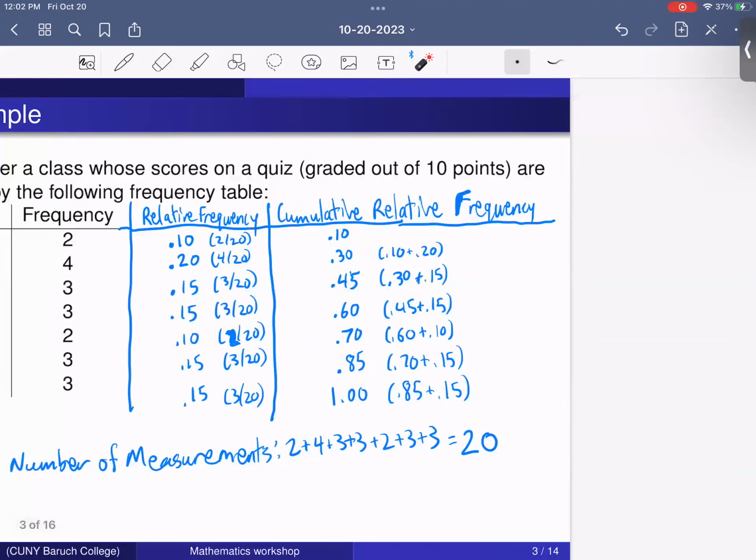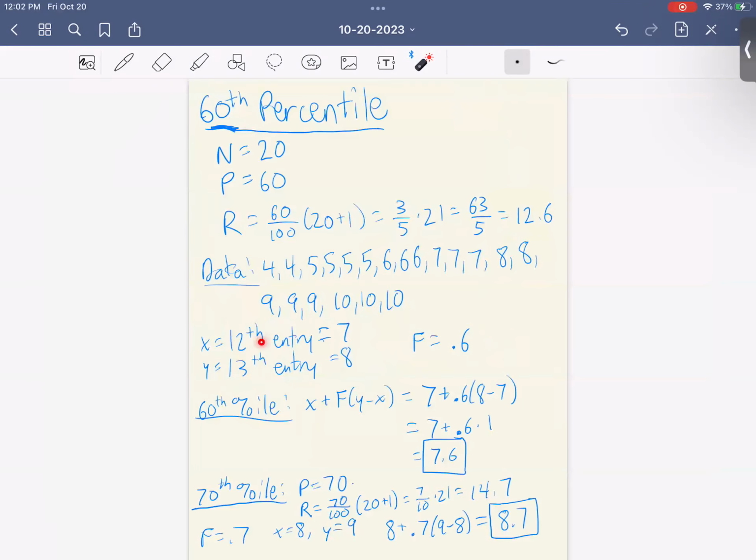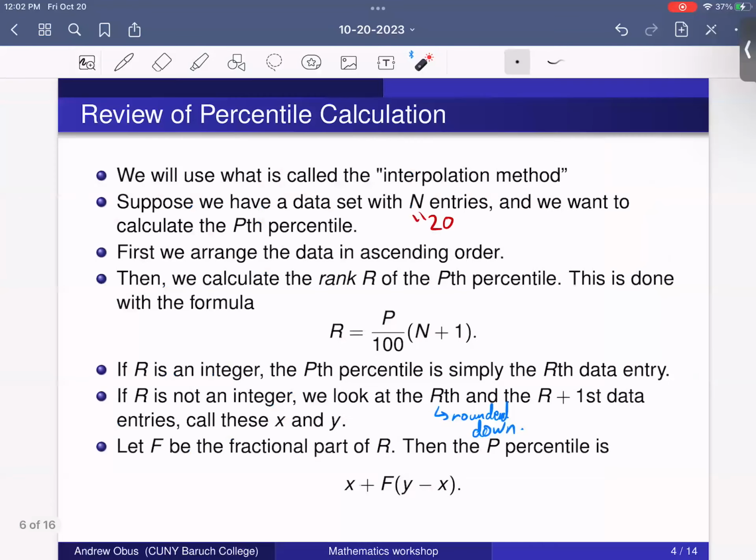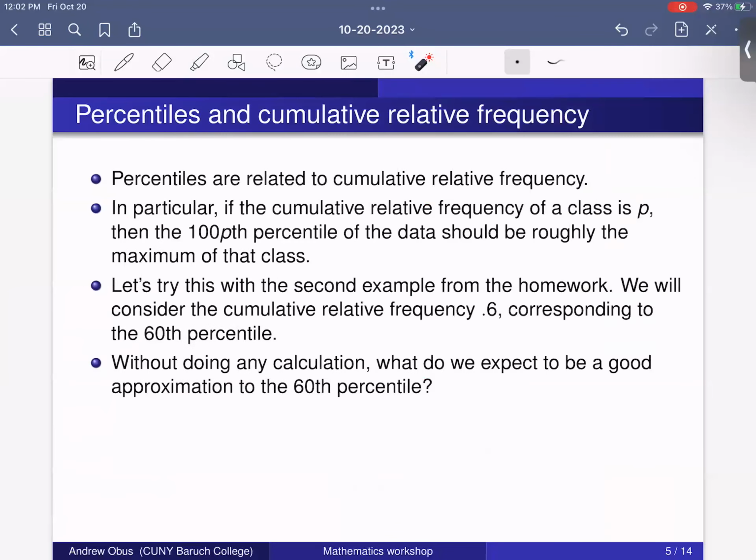Okay, so any questions about any of the percentile calculations here before we move on? Okay, all right, so if there's no questions, let's move on to the new material for today.